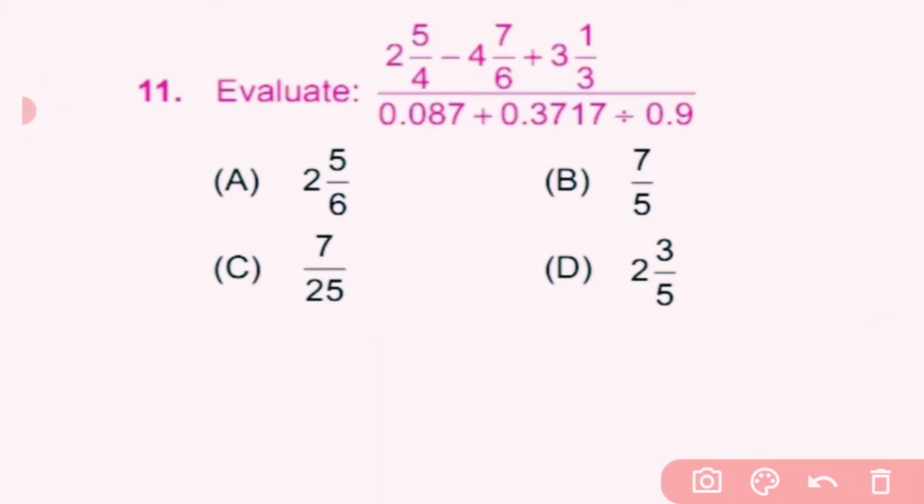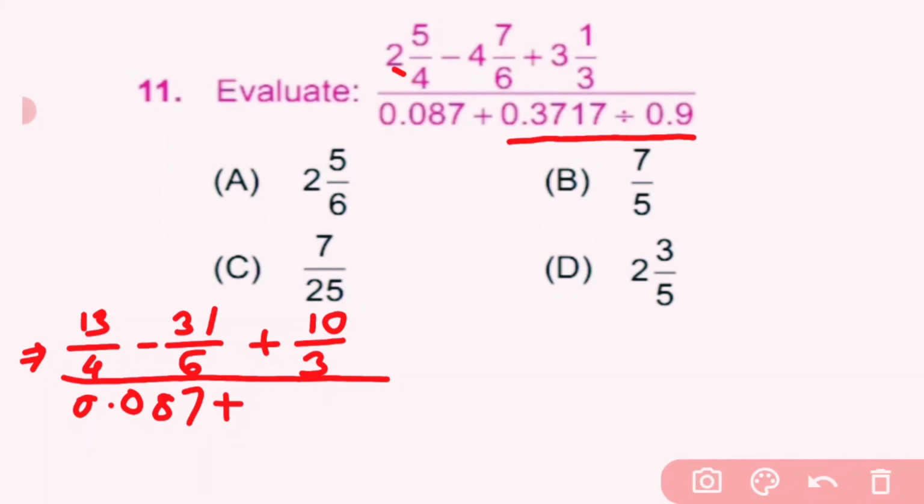Question number 11, evaluate this. So here we first convert these mixed fractions. So 2 into 4 is 8, 8 plus 5 is 13, 13 by 4, minus 4 into 6 is 24, 24 plus 7 is 31. So 31 by 6, plus 3 into 3 is 9, plus 1 is 10, 10 by 3.